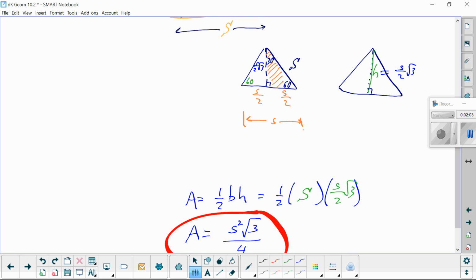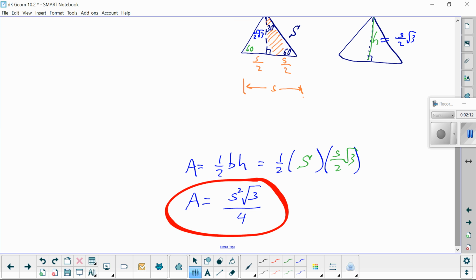So the area of our triangle is 1/2 times the base times the height, which is 1/2 times S times the height of S over 2 √3. And therefore the area of any equilateral triangle will just be side squared times √3 over 4.